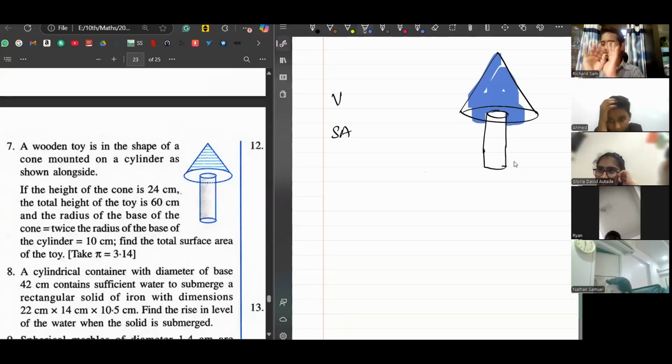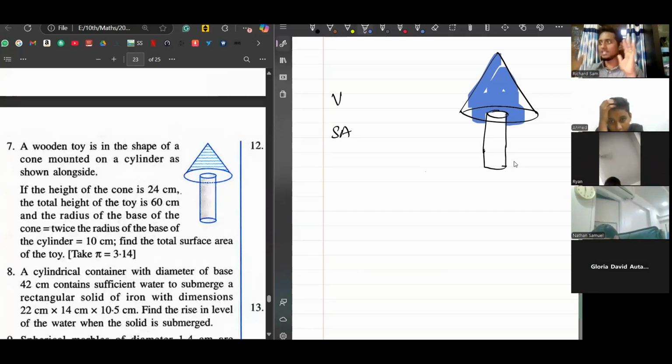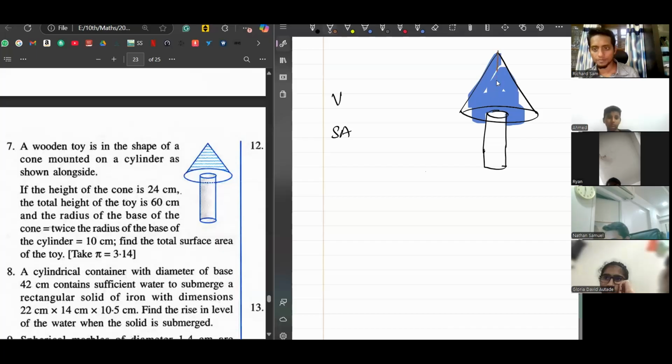Next, for the cylinder, how many surfaces are exposed? The curved surface and the bottom surface. Imagine in 3D. Okay. What about the top surface of the cylinder? That's covered because the cone is sitting on it. Understand? So like this, you have to find each surface separately. Now, what all values are given? Height of the cone is 24. So from here till here, this much is 24 centimeters. And what is the 60?